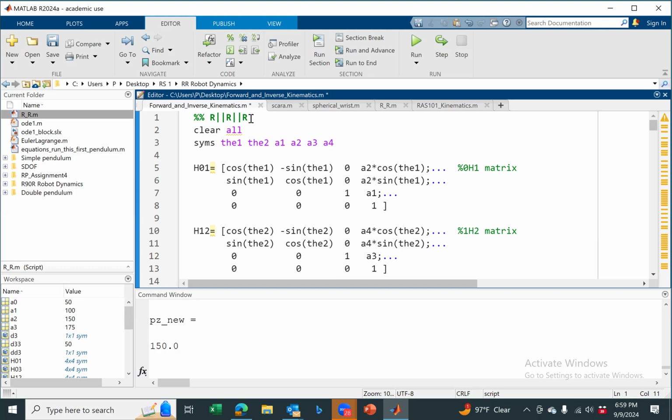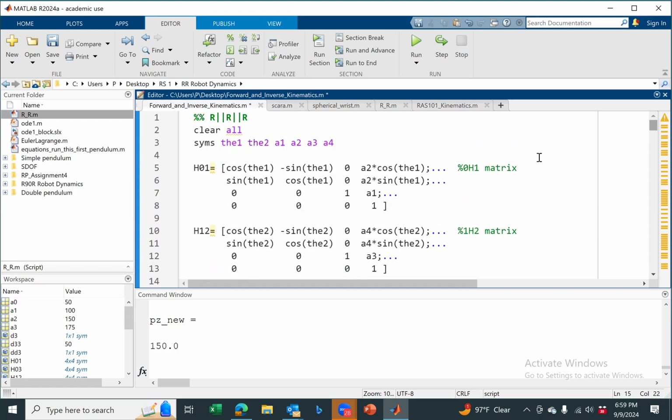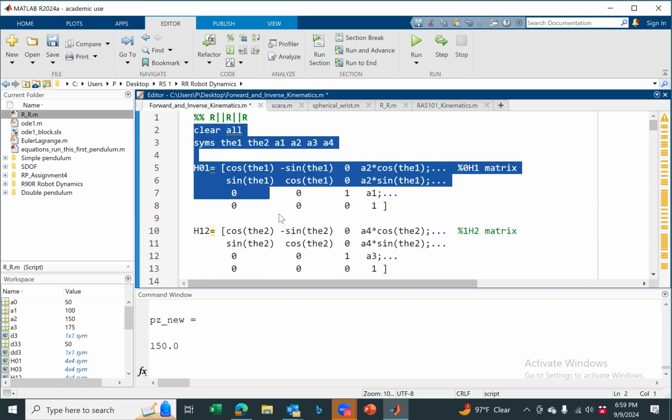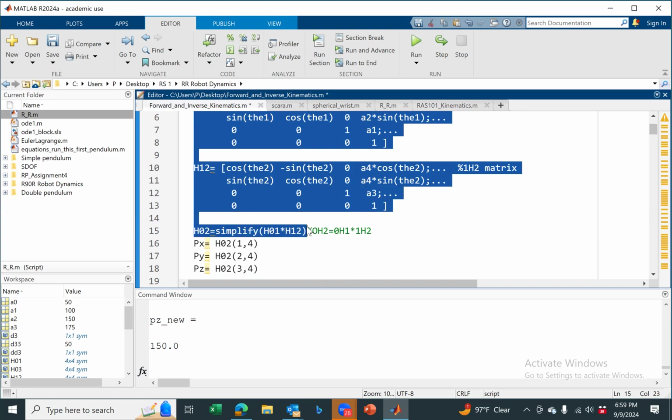Now I want to solve forward kinematics, which means multiply these homogeneous transformations. So in the next step, I'm going to multiply these homogeneous transformations. And when I multiply the homogeneous transformations, let me show you what happens. So I'm going to first just run this part. I'm going to just run this part. And I'm going to say evaluate.